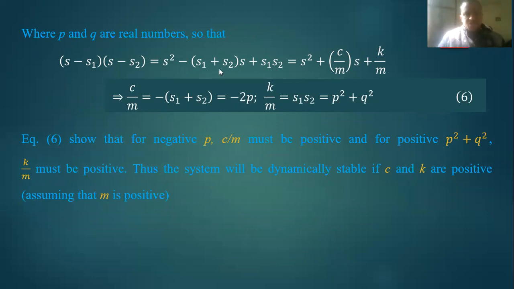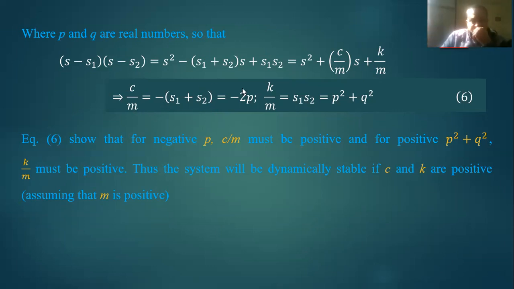S square minus (S1 plus S2) S plus S1 S2, which is equal to S square plus (C over M) S plus K over M. So this relates directly with this equation: S square C over M is equal to S1 plus S2, and K over M is equal to S1 S2. So that is the relation.